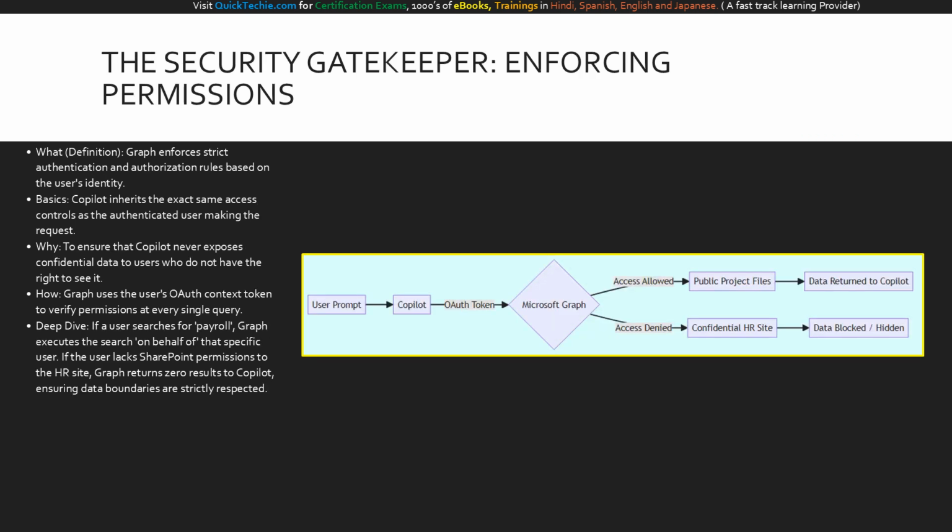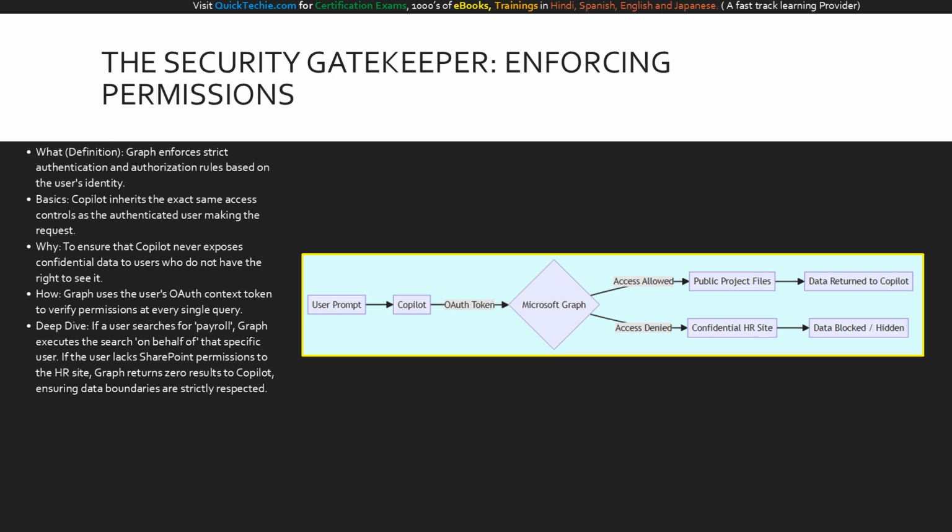Now, let's talk about security. The most critical function of Microsoft Graph is acting as an unbypassable security gatekeeper. Copilot does not have superadmin privileges. It operates strictly on the principle of inherited permissions. This means Copilot only sees what the currently logged-in user can see.